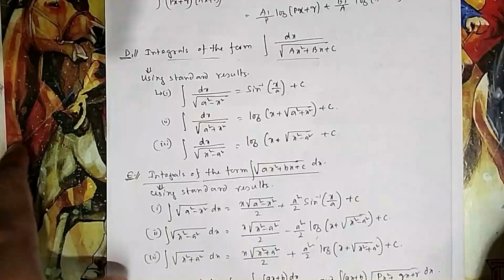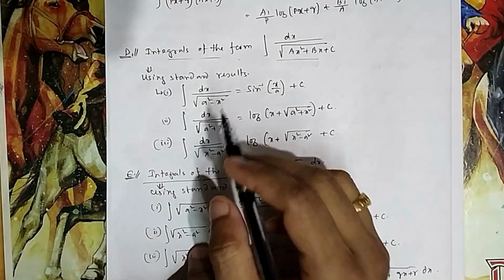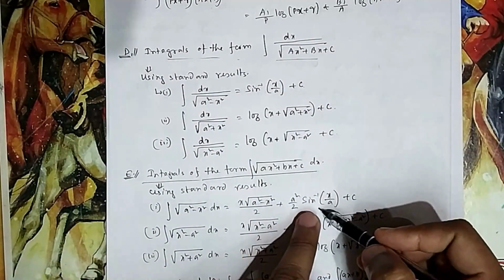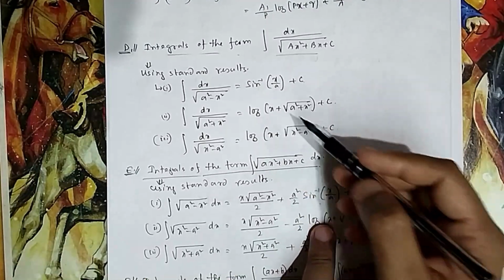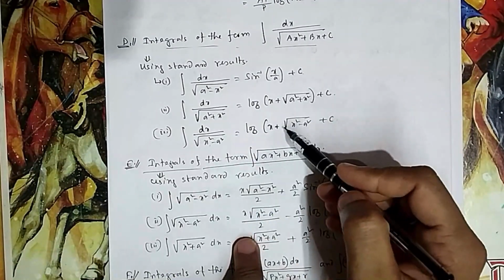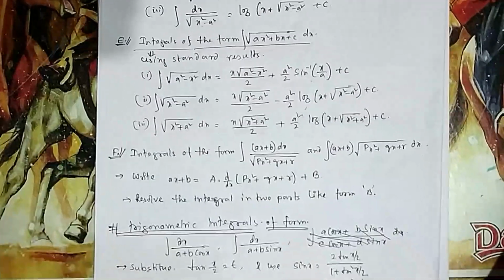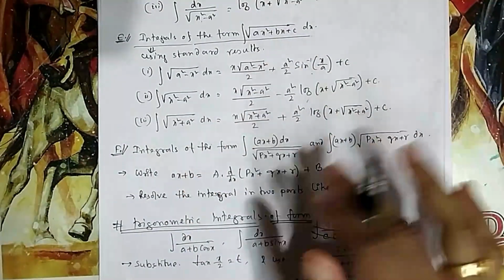Little changes are there. And if it is root of a square minus x square, so it is root 1 minus x square format, so it will always be sin inverse. You can see it is sin inverse, it is sin inverse, and the rest is log. If it is plus, then it is plus. If it is minus, then it is minus. So try to remember all these formats in this way. These are lengthy ones, but you have to remember.